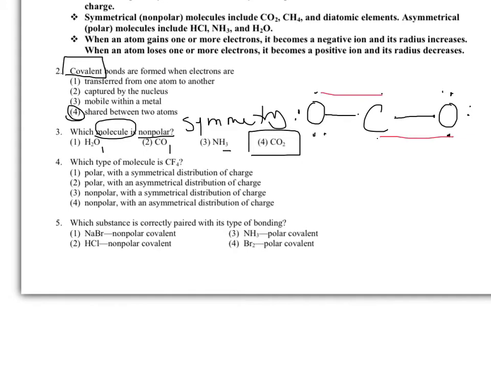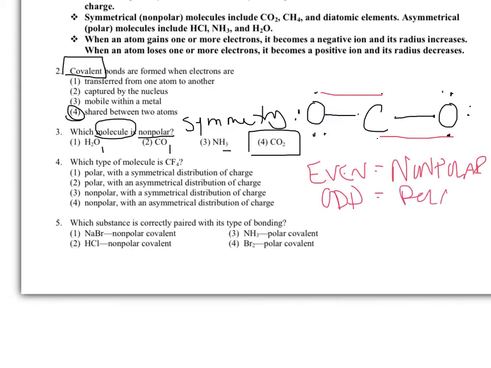Question number 4 repeats a question about polarity and symmetry. So here we have carbon tetrafluoride. Now, again, we can use the shortcut that we'll just simply look at the subscript. So if the subscript is even, then it's going to be nonpolar. And if the subscript is odd, then it's going to be polar. Carbon tetrafluoride, 4 is an even number, meaning it is nonpolar, and nonpolar is due to symmetry. We can draw the carbon tetrafluoride and see that it is perfectly symmetrical.